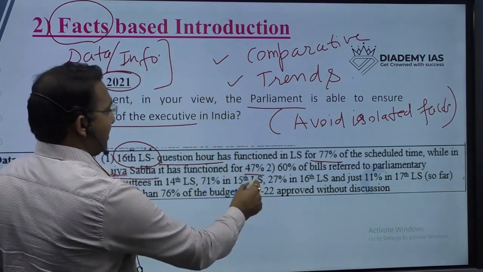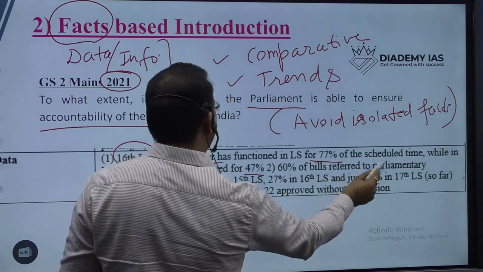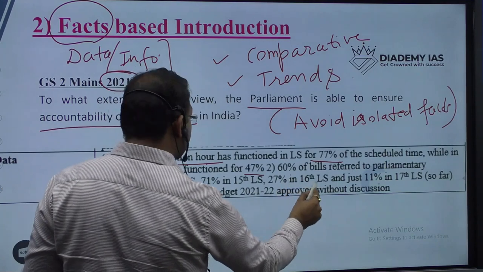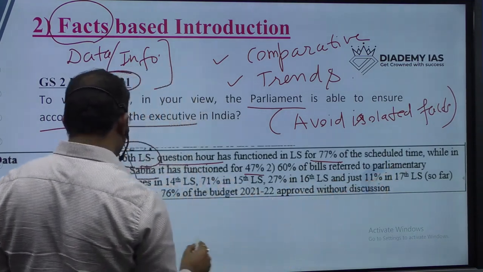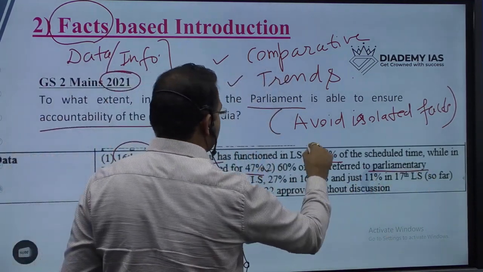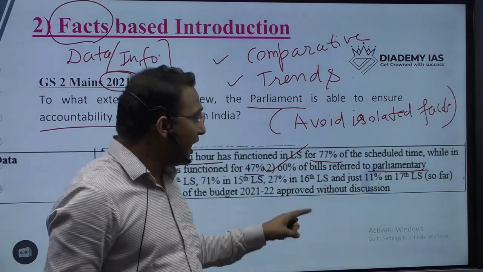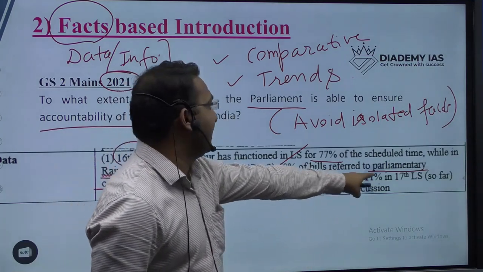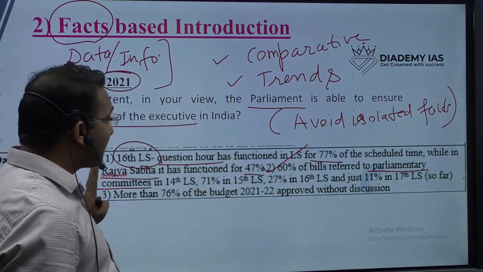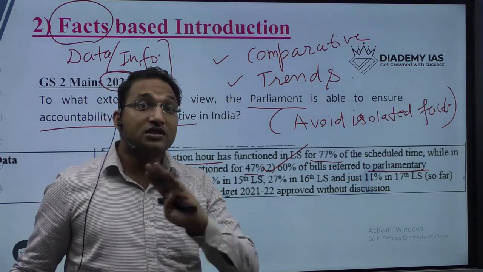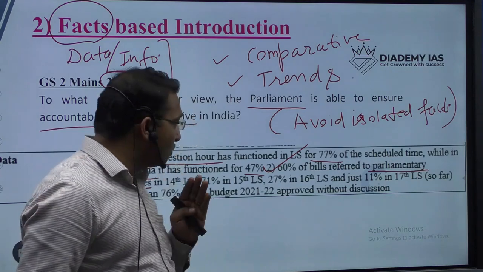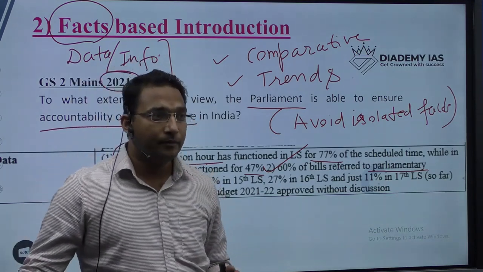Okay. Now second fact, 60% of the bills referred to parliamentary committee in 14th Lok Sabha, 71% in 15th, and 27% in 16th, and just 11% in 17th Lok Sabha have been referred to the parliamentary committee. Now, this is something which is making some sense, because we are able to compare ki abhi kya hai, abhi to just 11% hai, isse pehle 27 tha, usse pehle 71 tha. So there is a complete shift from 71% to 11%. It means now the parliament is not using the parliamentary committees very powerfully.